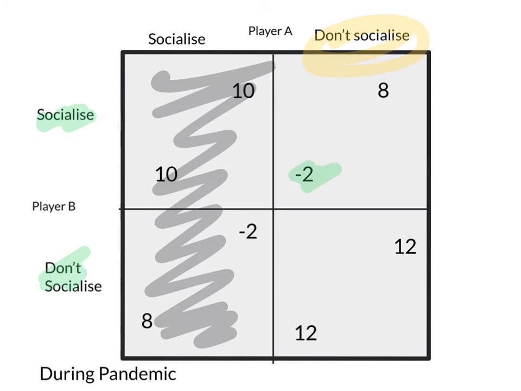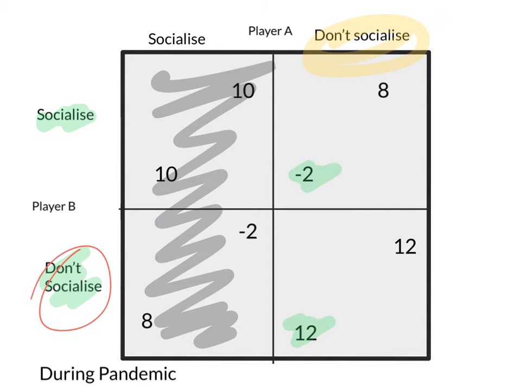Or player B could also choose to stay at home. They think A is going to stay at home. If they stay at home, yeah, it's not great like being in a buzzing bar, but at least they don't risk infection. So they'll get a payoff of 12. 12's bigger than -2. So if player B believes that player A is going to not go to the bar, that they're going to stay at home, then player B will also choose to not socialise. And again, that's symmetric in this situation.